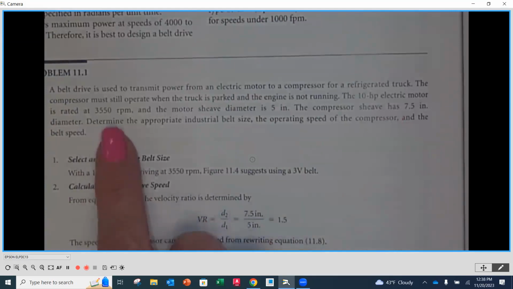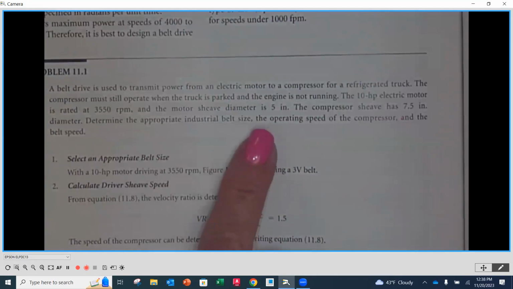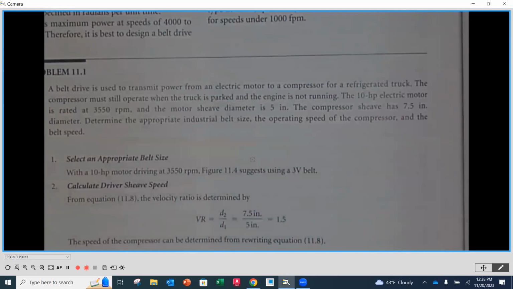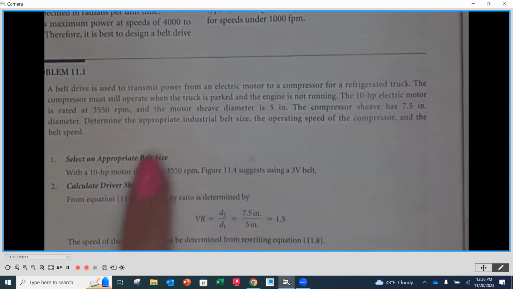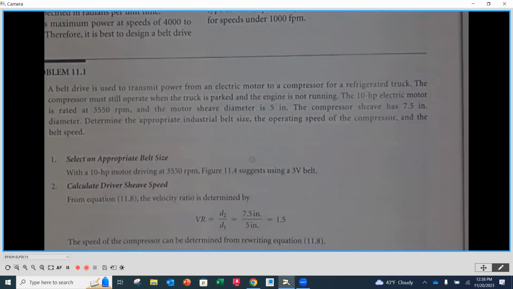The motor sheave diameter is 5 inches. So coming off that motor, they've got a sheave mounted already. And the compressor sheave, which is going to be on the actual truck or the machine, is going to be 7.5 inches. Determine the approximate linear belt size, the operating speed of the compressor, and the belt speed.